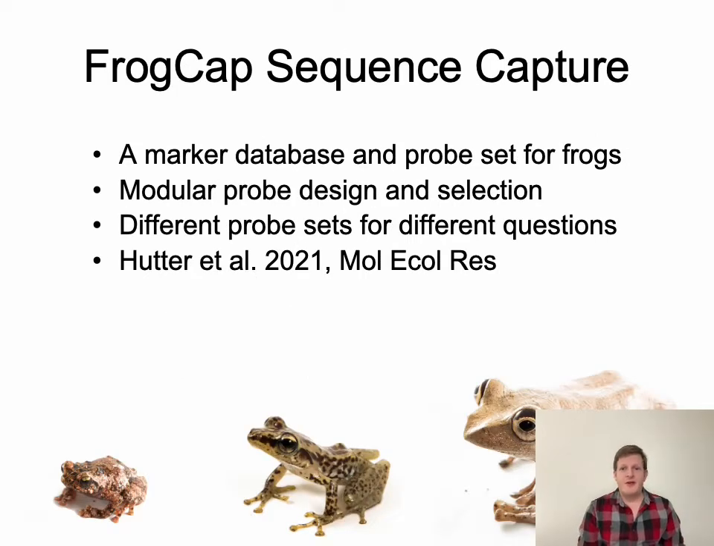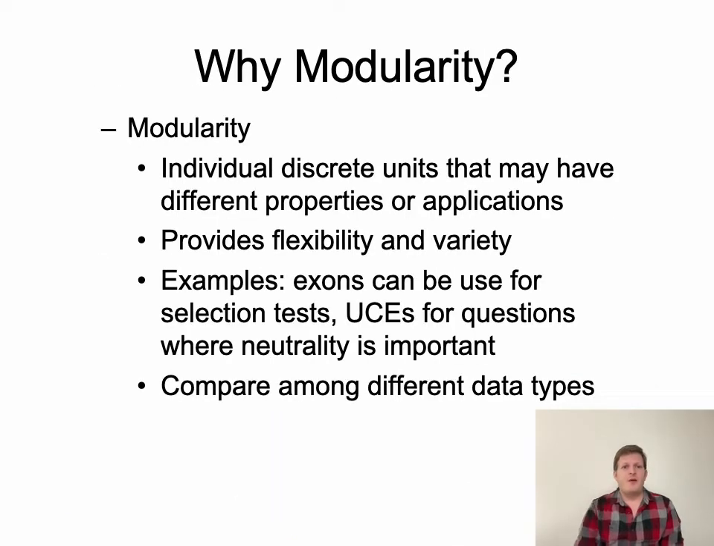From these questions, I developed FrogCap, which is a probe set for all frogs that contains a variety of data types that is contained in this large database of markers, which can then be subsetted into different modular probe designs that depend on the question. This paper describing this in more detail has been published in Molecular Ecology Resources, so you can refer to this paper for more details. And why modularity?